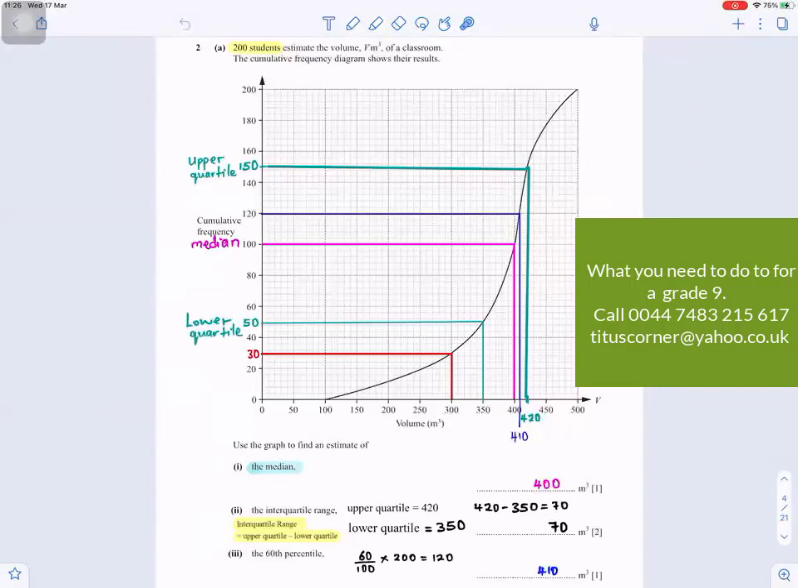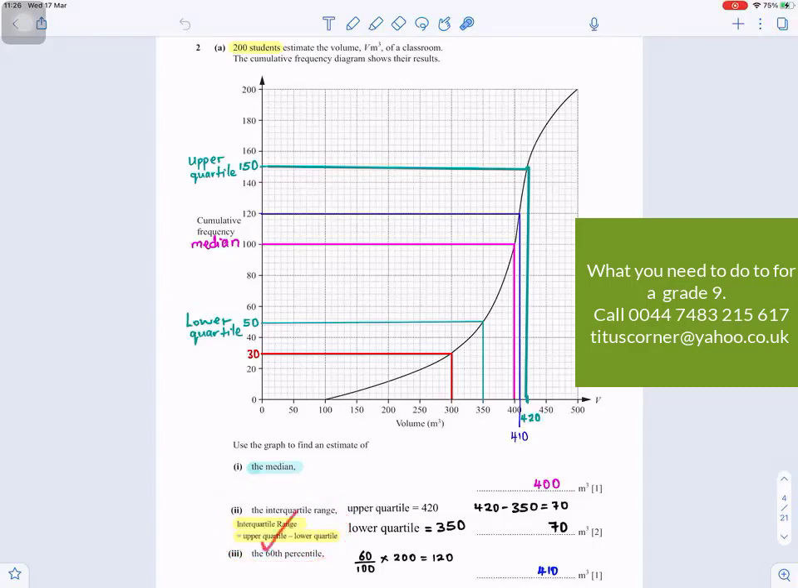The next part, use the graph to find an estimate of the interquartile range. To get the interquartile range, you need to find the upper quartile and the lower quartile and subtract them. So I've put in yellow the formula which you need to remember.